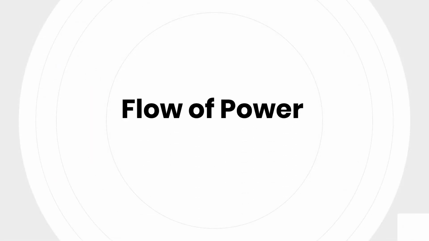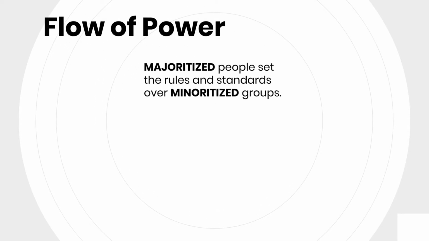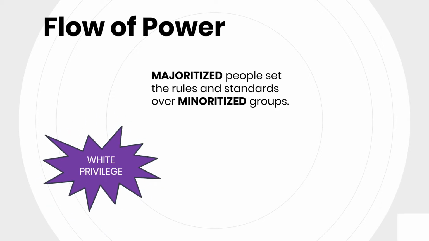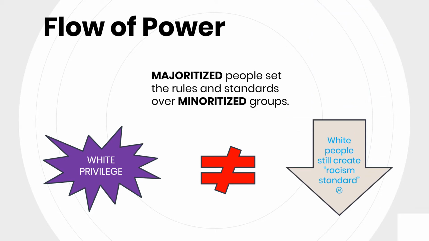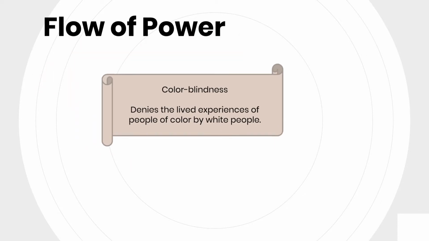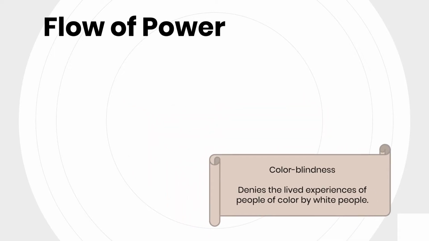Another tool of deconstruction we will illustrate is flow of power, which points out how majoritized people set the rules and standards over minoritized groups. Though Helms's model seeks to draw attention to white privilege, it fails to acknowledge the fact that white people are still creating the standard of what is considered racist or non-racist. An example of this could be the acceptance of colorblindness. Asserting colorblindness denies the lived experiences of people of color by white people, which in itself is a privilege.